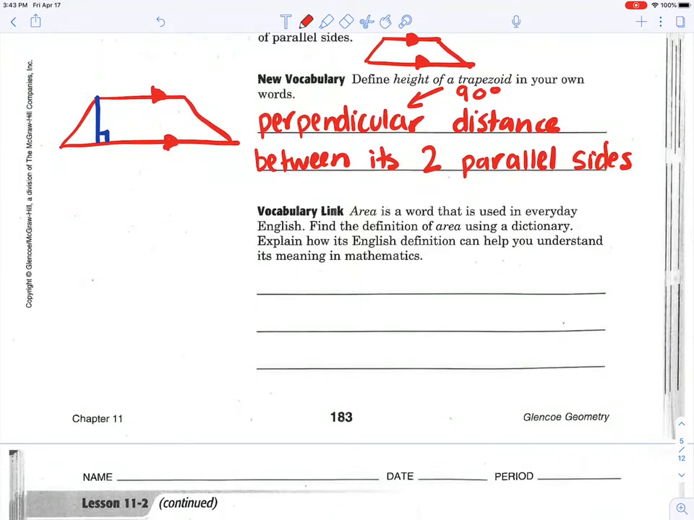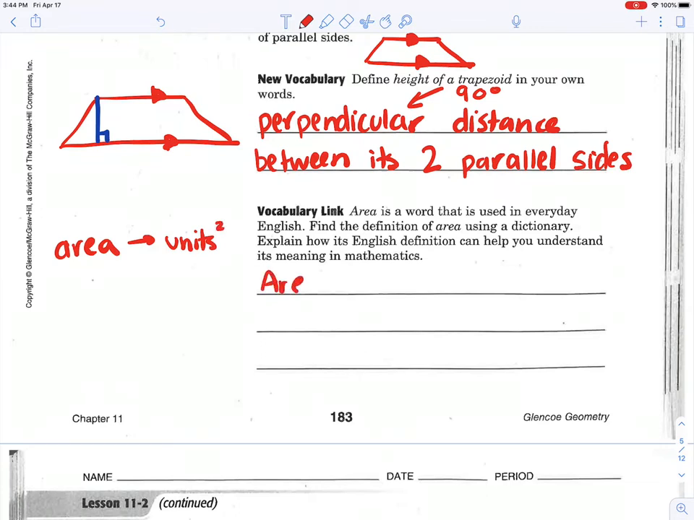Area is a word that is used in everyday English. Find the definition of area using a dictionary. Explain how its English definition can help you understand its meaning in math. So if you look up the definition for area, it says area is any particular extent of space or surface. Now when we're talking in math, area is going to be the measure of a plane or a curved surface. I think of area as the amount of wrapping paper to wrap something or to cover something. That's why we even said last section that area is always in units squared.